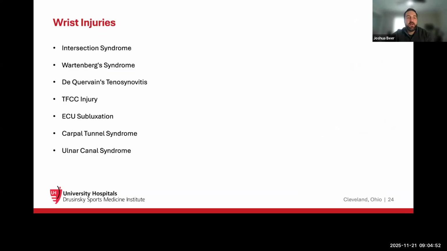Moving on to the wrist injuries, we're going to talk about intersection syndrome, Wartenberg's, de Quervain's, which is probably the most common one that we'll see in clinic. And then a couple of nerve impingements, carpal tunnel and ulnar canal syndrome.